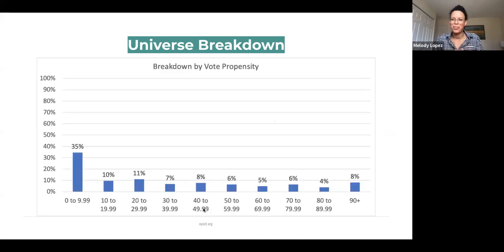And then back to that question of vote propensity, because I know this is one of the key goals of this collaboration: to really move the needle with folks who are not as engaged in the process. You'll see here there's a huge chunk of folks at the very lowest end of that score, the 0 to 9.99% category. 35% of them are in that bucket, the largest portion of the universe. And for most practitioners in this space, anyone under 50% or even 60% is considered quite challenging to turn out.